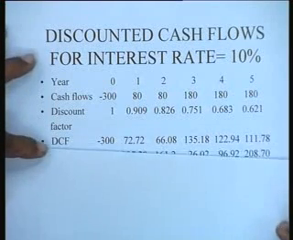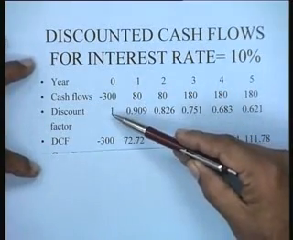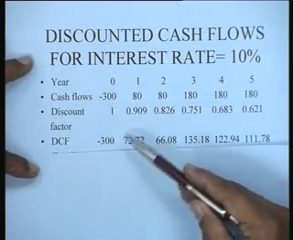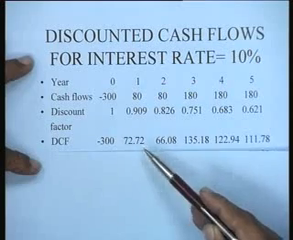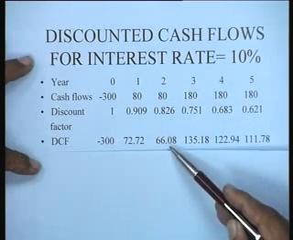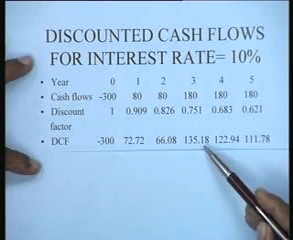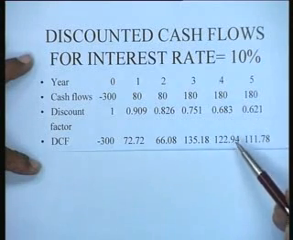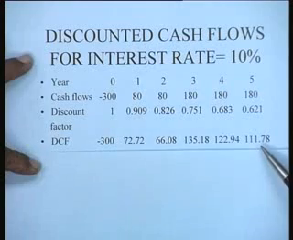So what we can do is, we can then compute the discounted cash flow. The discounted cash flow is nothing but the multiplication of the discount factor with the actual cash flow which is there. So this is minus 300. 80 multiplied with 0.909 gives us 72.72, and similarly here we get 66.08. 180 into 0.751 gives us 135.18. 180 into 0.683 gives us 122.94, and 180 into 0.621 gives 111.78. So these are now the discounted cash flows.